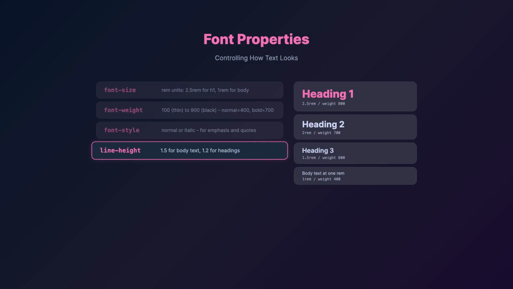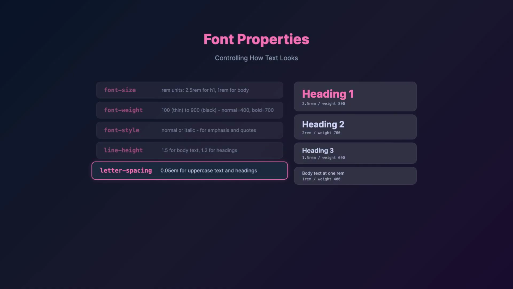Line height controls the space between lines of text. A value of 1.5 means the line height is 1.5 times the font size. 1.5 is the standard for body text. Headings can use 1.2. Tight line height makes text feel dense. Loose line height makes it feel airy.